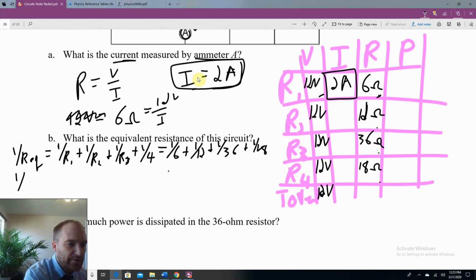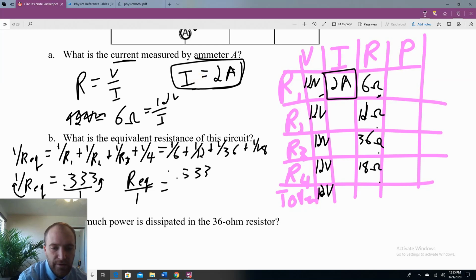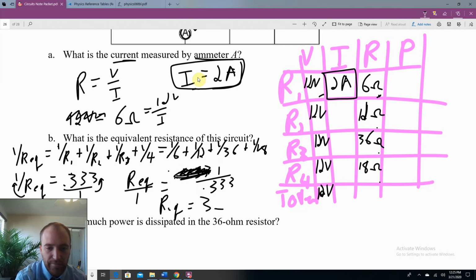When you do that, 1 over Req is equal to 0.3 repeating. So let's go with 0.333. But again, just like before, that's not the equivalent resistance, that's 1 over it. So I'm going to put this over 1 and then flip both sides. Req over 1 is equal to 1 over 0.333. Req over 1 is just Req, and 1 over 0.333 is 3. 3 ohms. There we go.